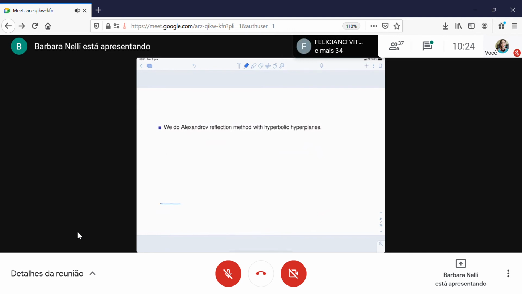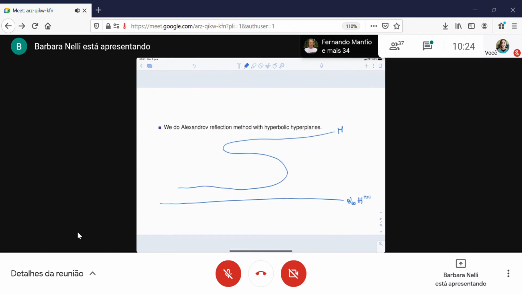So again, half space model. This is the boundary at infinity. This is the hypersurface M, and as you have to do the Alexandrov reflection method, you need hyperplanes. So you start with the hyperplanes here. Okay, you take one, and then you take first a tangent one, and then you do it a little bit larger, and you start to do reflection. So this is the usual way of doing it.